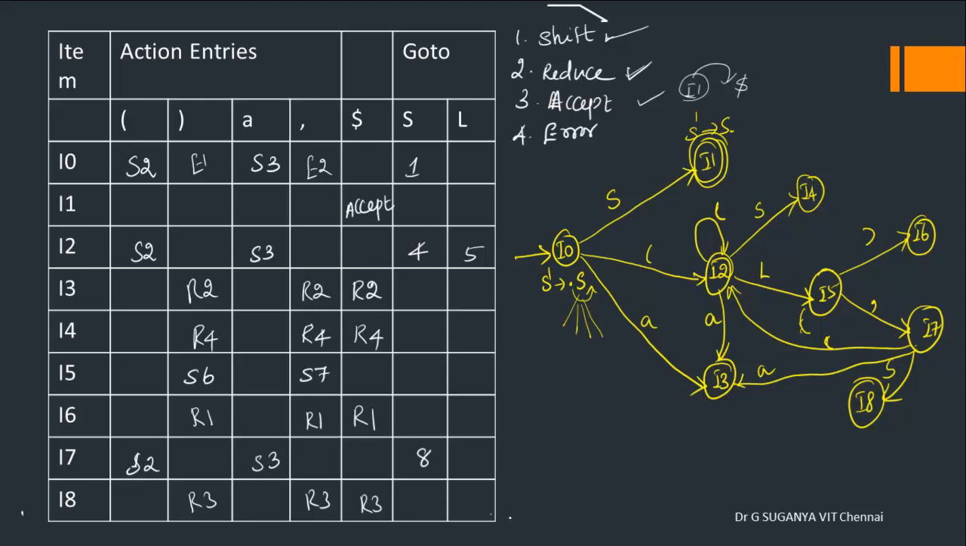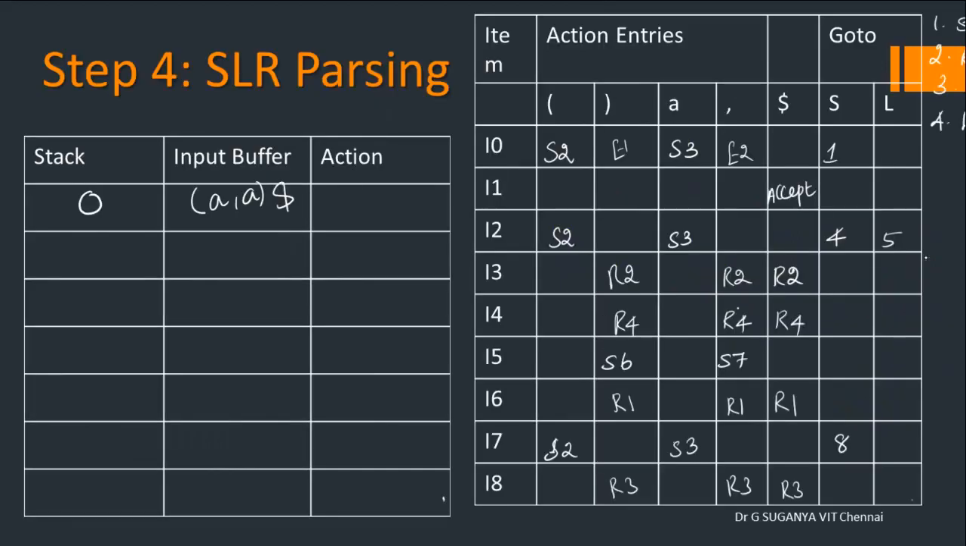With this, we move on from the construction of the SLR parsing table to check whether the given word is accepted or rejected. With this parsing table constructed using shift, go to, reduce and accept entries, we'll check whether the given word is accepted or not. The stack starts with the start state 0. The input buffer will have left bracket A comma A, which is the word I am going to check, followed by the delimiter dollar. It's a pretty easy technique.